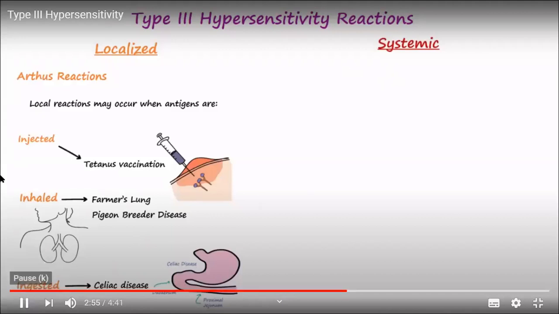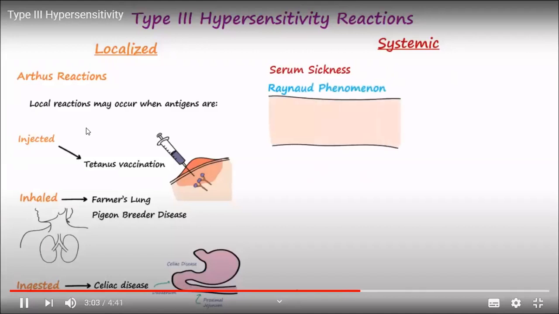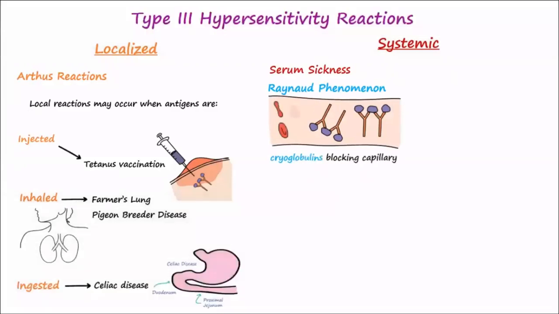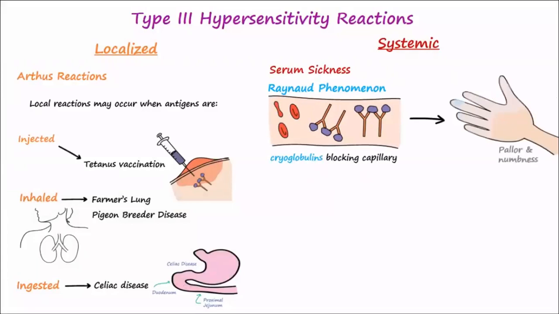We'll see that. Examples include serum sickness and a certain type of Raynaud phenomenon, where cold temperatures cause immune complexes called cryoglobulins to precipitate in circulation and block blood flow in tiny capillaries of the nose, toes, and fingers. This blockage leads to pallor, numbness, and eventual cyanosis.